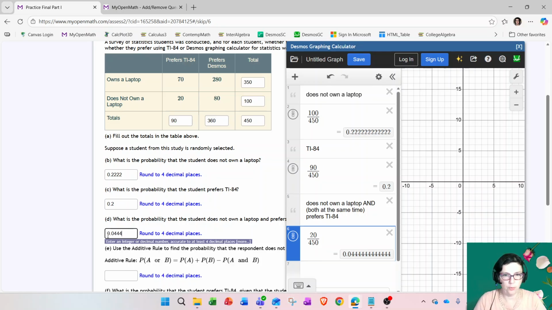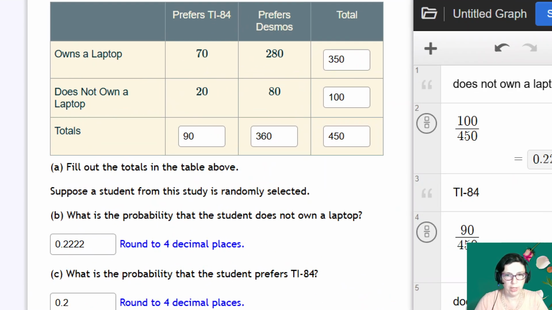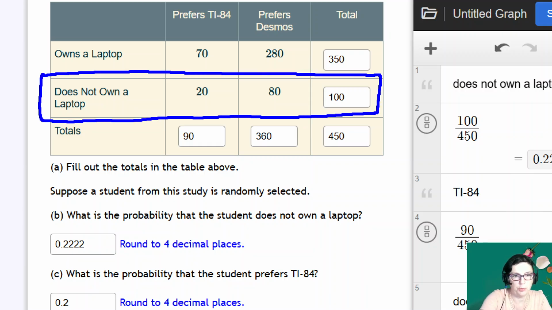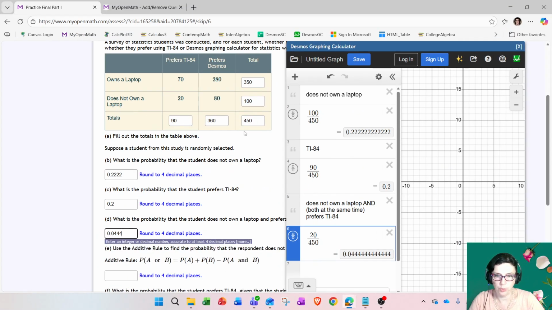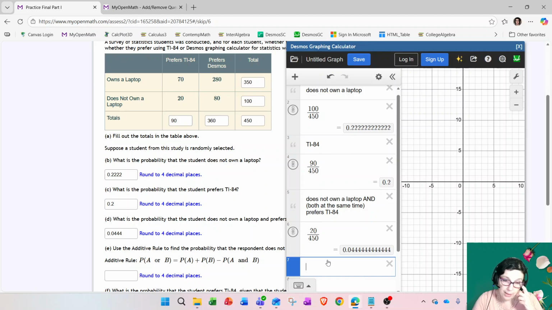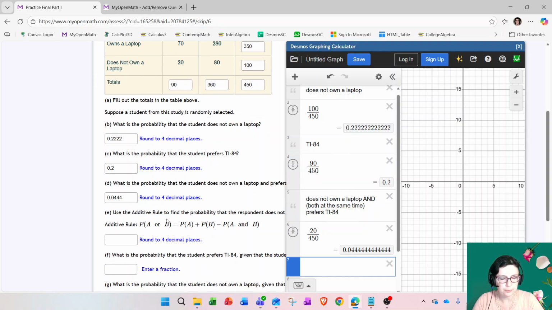Okay, so again, what do you do? You look at the table, right? You first look at whatever part does not own a laptop. So that would be a row. So highlight that. Then take the part that prefers TI-84, which would be this one. And the overlap would be this number, and then you're dividing that by the total. So that would be the 20 over 450. Okay, so I'm going to come back to these three because I might need them later on.